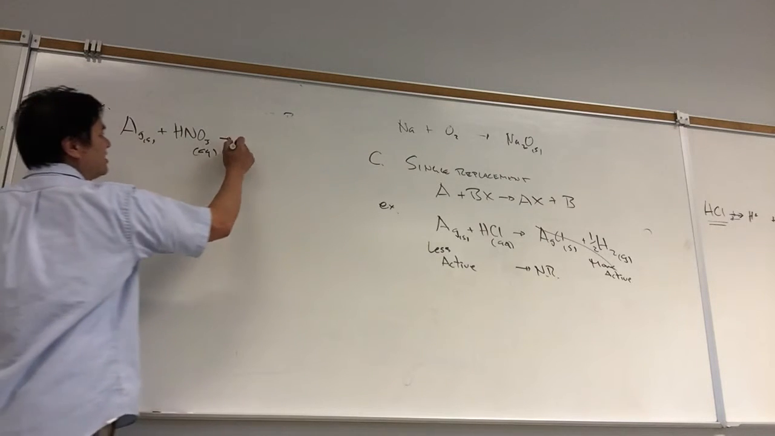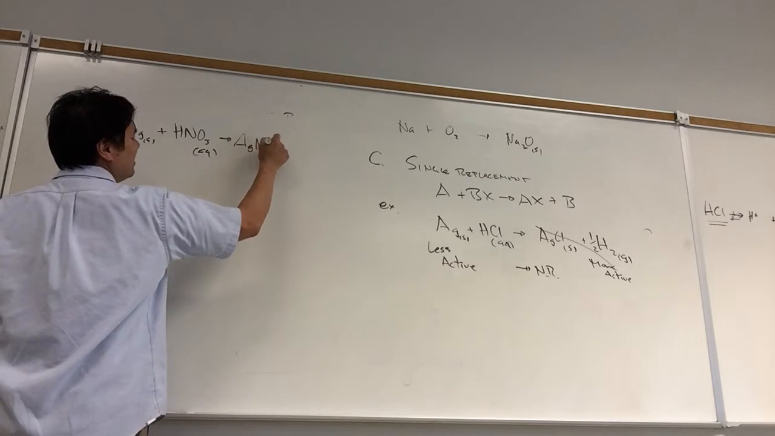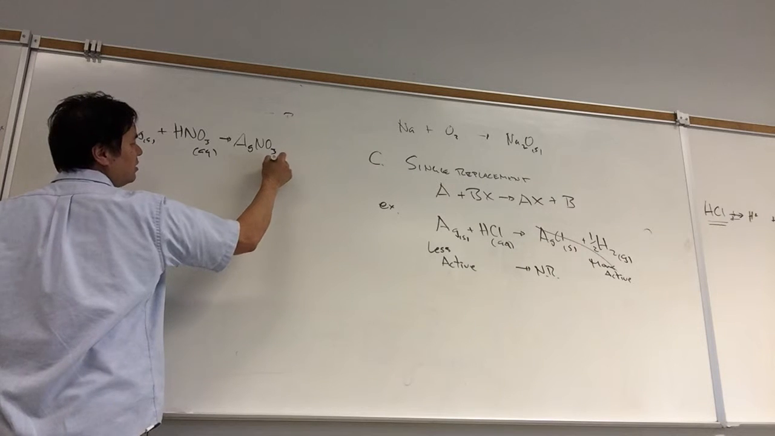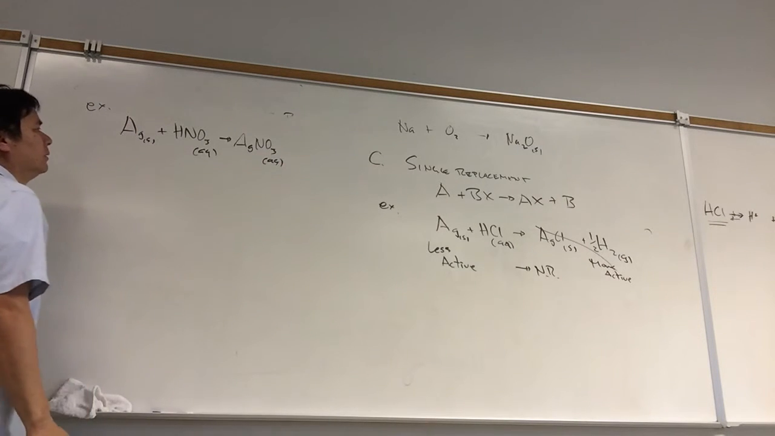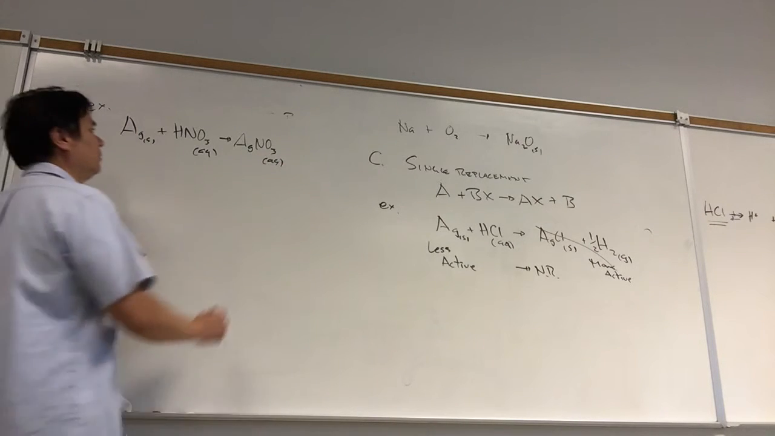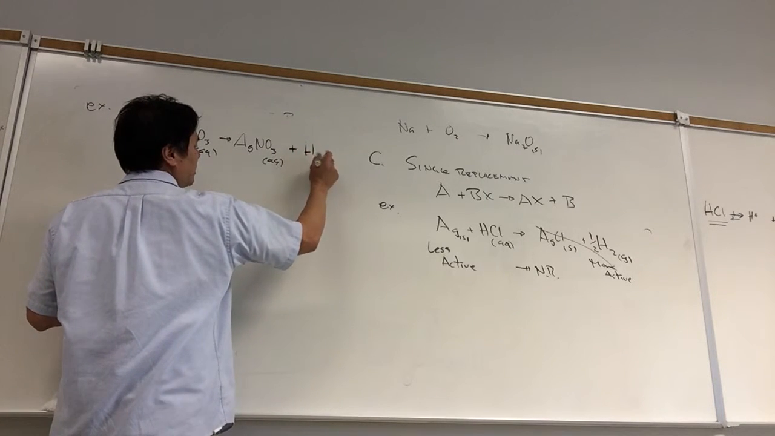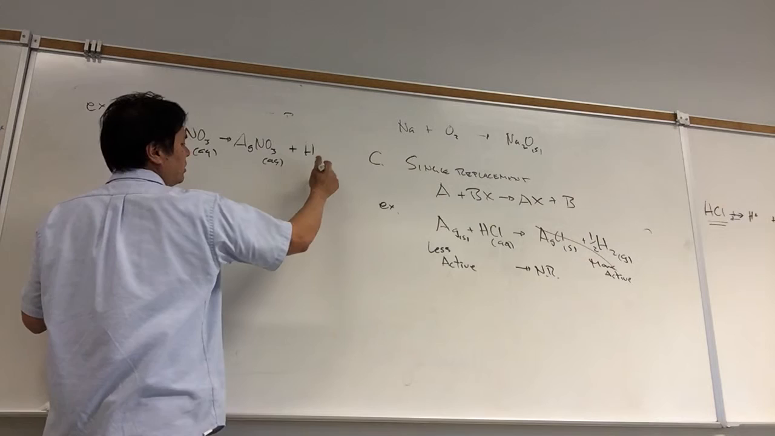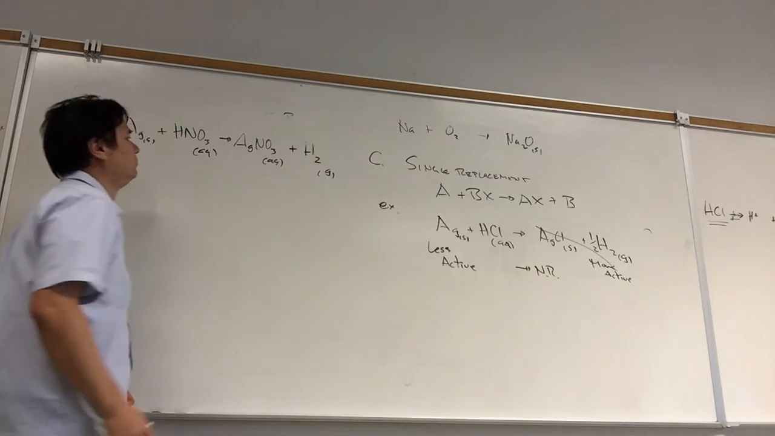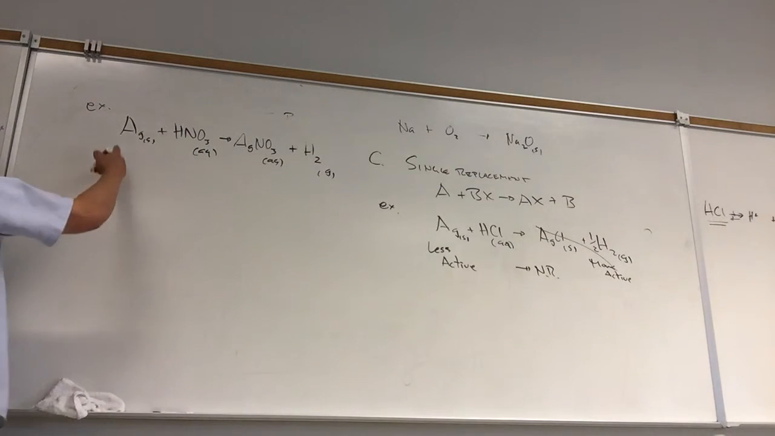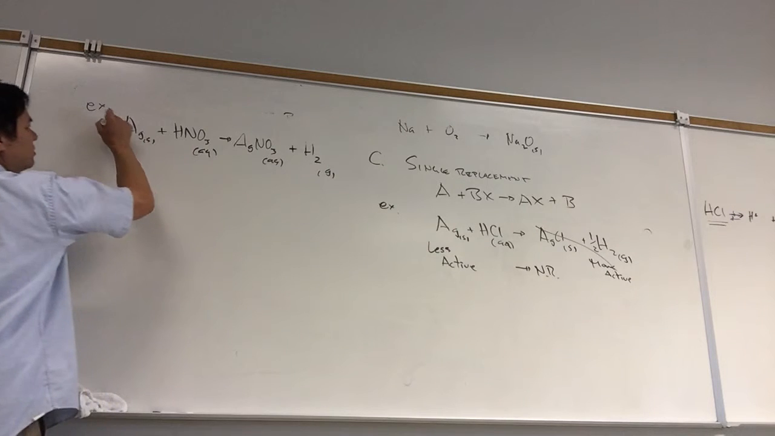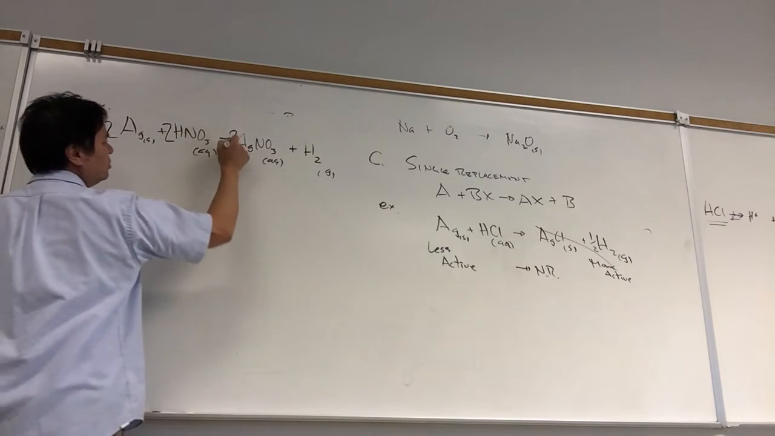AX would be silver nitrate. Silver nitrate, unlike silver chloride, is soluble in water. And hydrogen. Hydrogen doesn't exist as monatomic or atomic hydrogen; it's diatomic hydrogen, H2 gas. Okay, let's balance this. I can use whole numbers this time: 2, 2, 2, and 1.